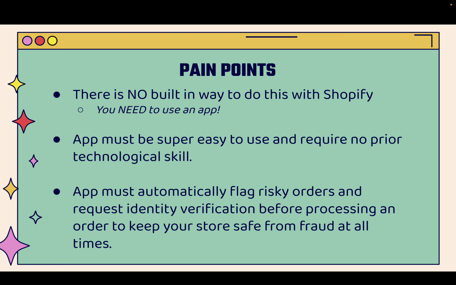And if you're not going to use the app, you're going to run into some pain points because there's no built-in way to do this with Shopify. You need to use the Fraud Judge app. You need to use an app that's super easy to use and requires no prior technological skill. You'll be able to get Fraud Judge up and running literally in just a couple minutes. And most importantly, the app must automatically flag risky orders and request identity verification before processing orders to keep your store safe from fraud at all times.